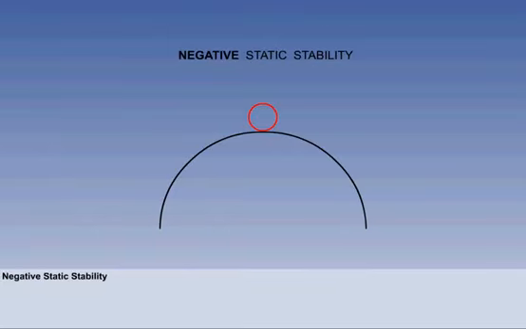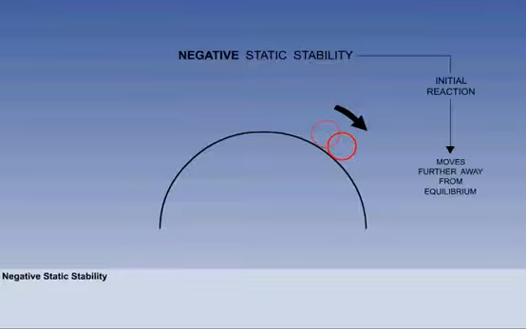Now for a look at negative static stability. The bowl is inverted with the ball in equilibrium. The ball is displaced from equilibrium by a disturbing force. When the disturbing force is removed, the initial reaction is for the ball to displace further from equilibrium, a demonstration of negative static stability.